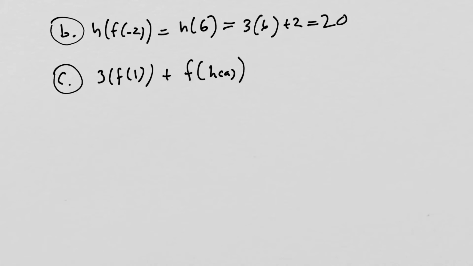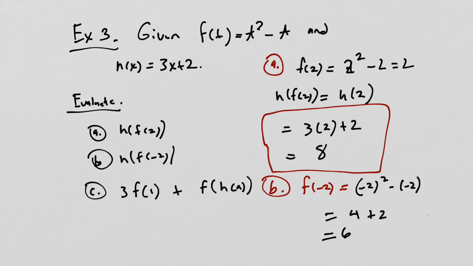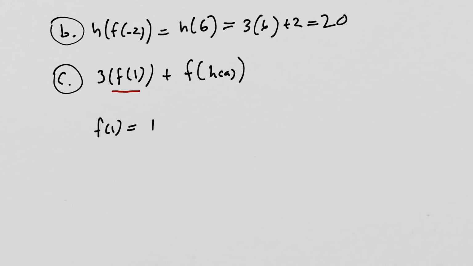Let's do this one step at a time. First, we'll evaluate f of 1. This is going to be equal to 1 squared minus 1. This is 0. Therefore, this is equal to 3 times 0 plus f of h of a.